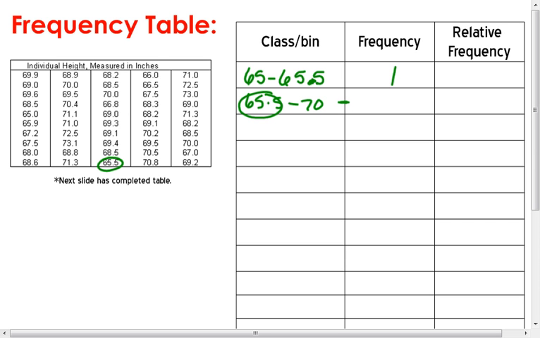Then I'm going to count numbers between 65, or sorry, I have one number that's 65. Then I'm going to count numbers that are between 65.5 and 70, and it can't be exactly 70. If it's exactly 70, it has to go here. Okay? So you're going to count. And what I would suggest you do is hit pause and fill out the rest of this table right now. So hit pause, fill out the rest of this table.